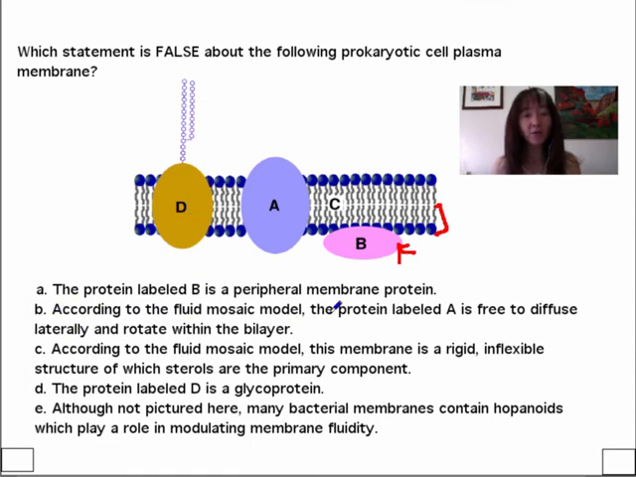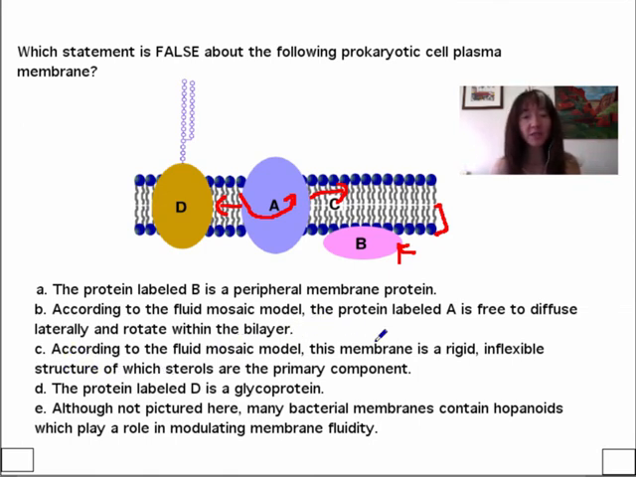So according to the fluid mosaic model, the protein labeled A is free to diffuse laterally and rotate. Yeah, we know that it can definitely swing dance, can it? It can move in a horizontal direction. It can also rotate. It doesn't do a whole lot of flip-flopping, right? That's not so much of an allowed motion unless there's a crazy enzyme out there to catalyze it.